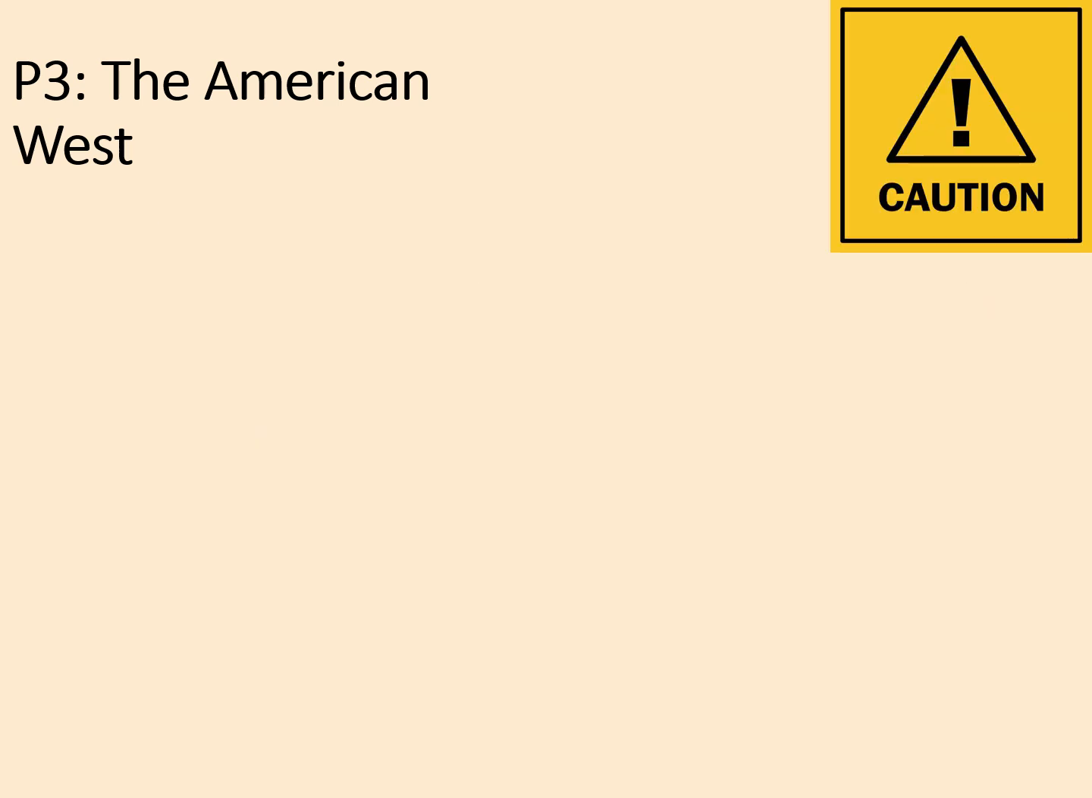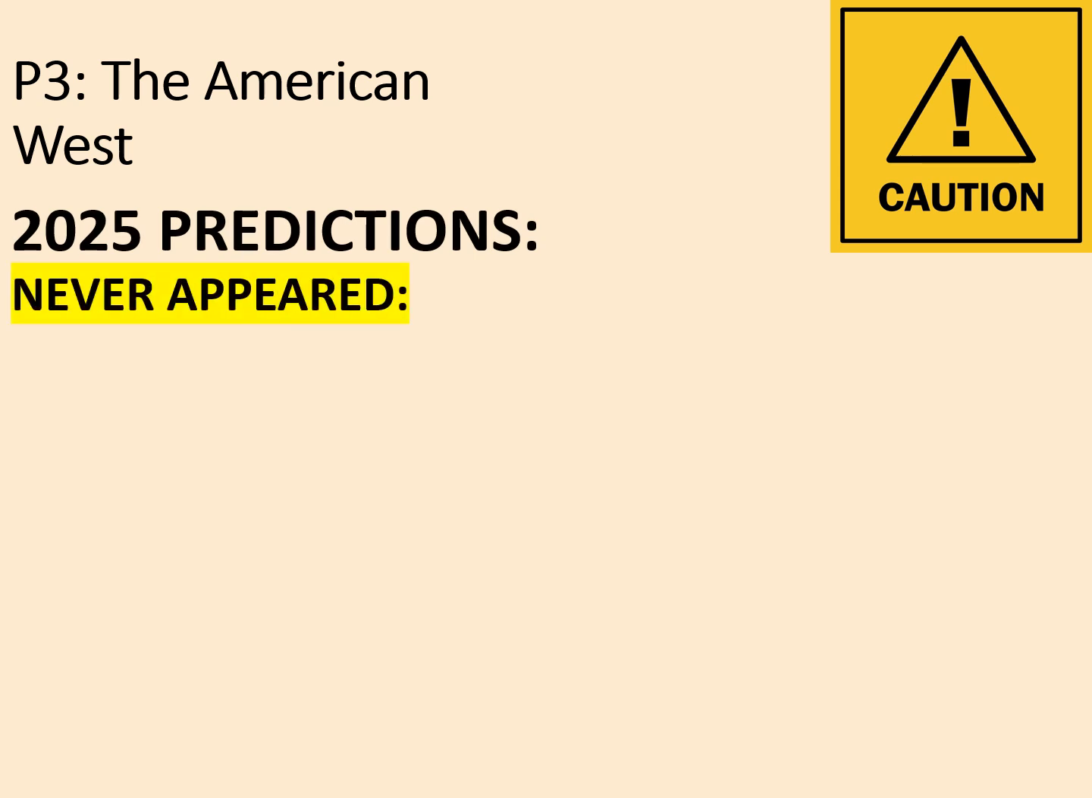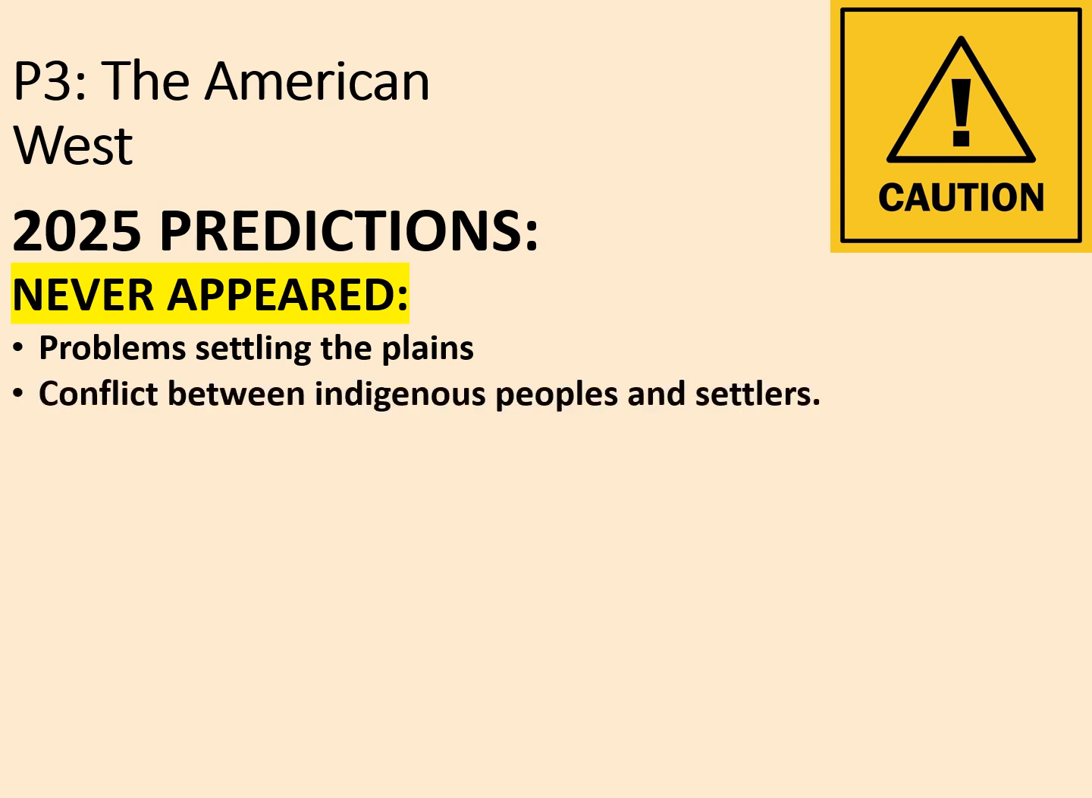The comparative narrowness of this paper means that there's actually quite a few things that have never really appeared, although they would have been relevant in your contextual knowledge for various questions over the years. One of them is problems settling along the plains. Think about all the challenges that the homesteaders, for example, faced with ploughing and pests and a lack of timber. Also, conflict between indigenous peoples and settlers hasn't come up with its own distinct question, although it has been relevant to questions on, for example, Little Crow's War.